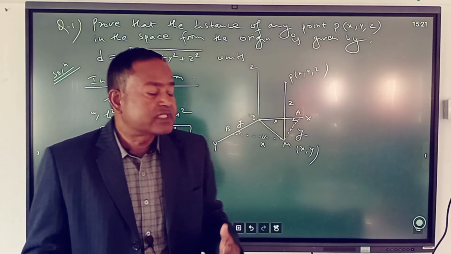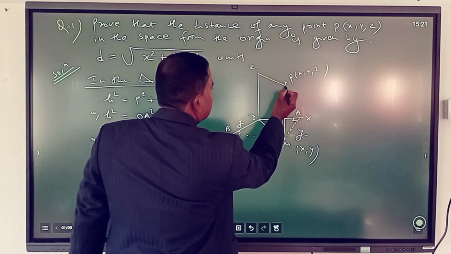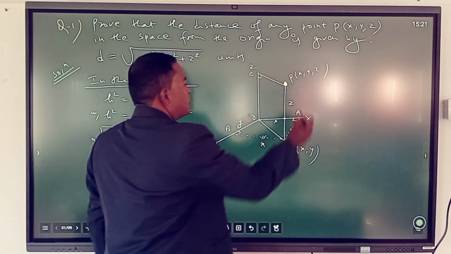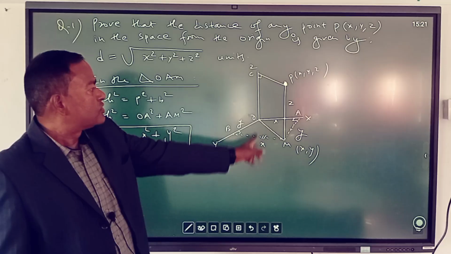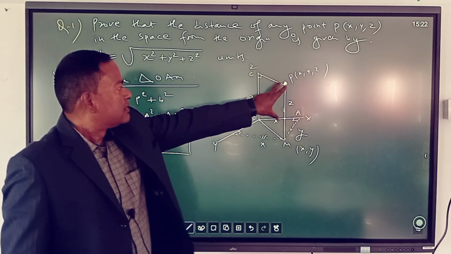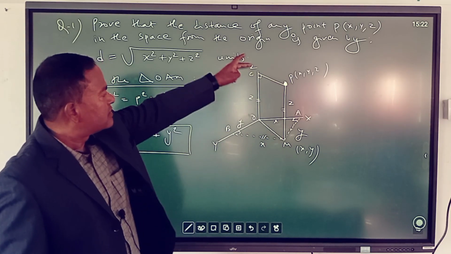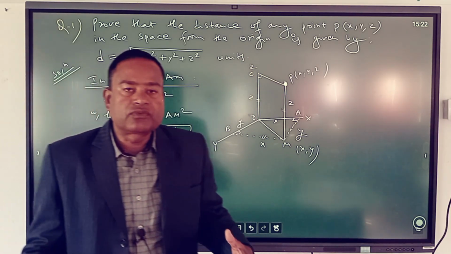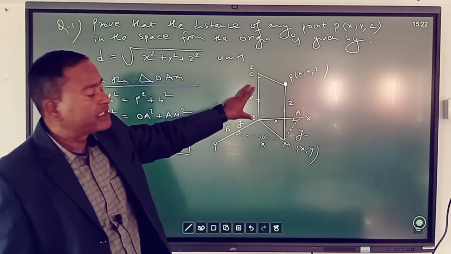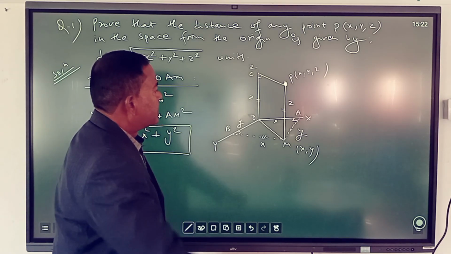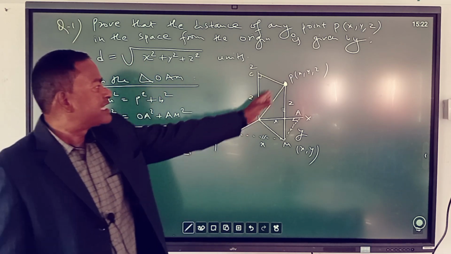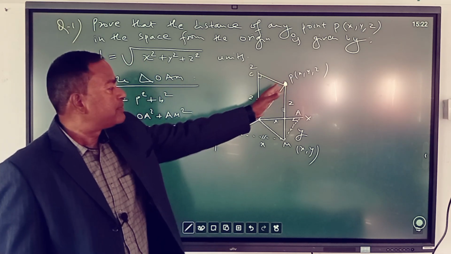Let us take one more construction. From the point P, let us draw a perpendicular to the Z axis. Then OC will be equal to z. The length PM and the length OC will both be equal. A rectangle will form in this space, and we know that the opposite sides of a rectangle are equal. Now let us join O to P, because we have to find the distance OP, the distance of the point P from the origin.